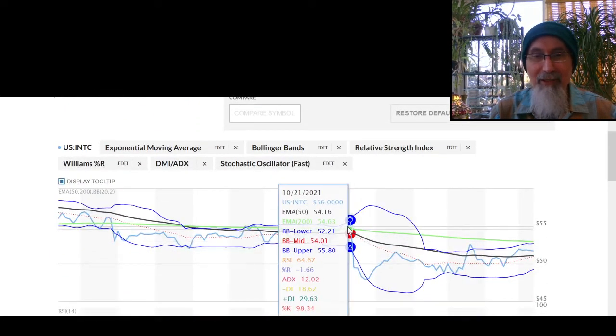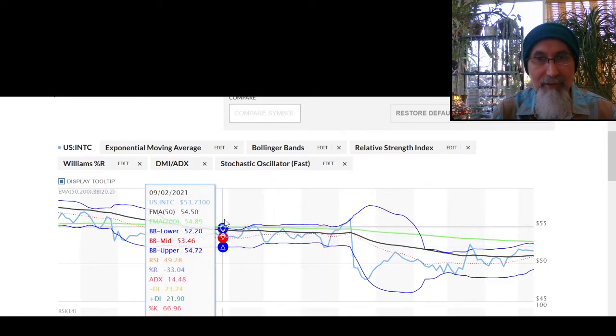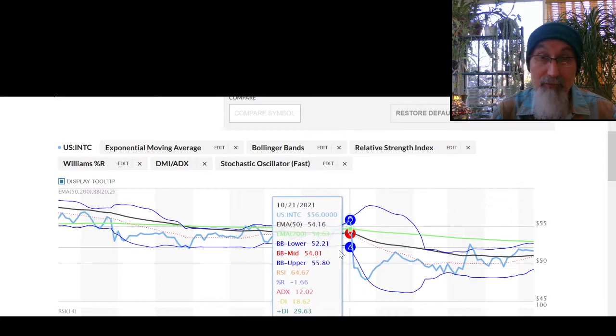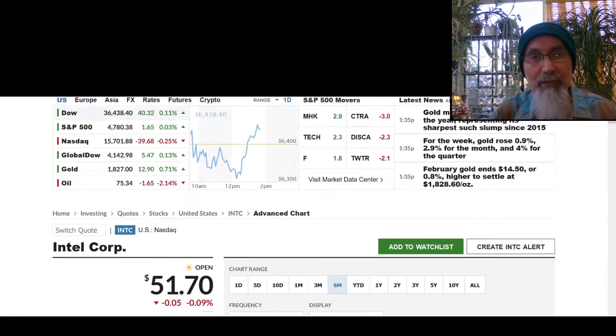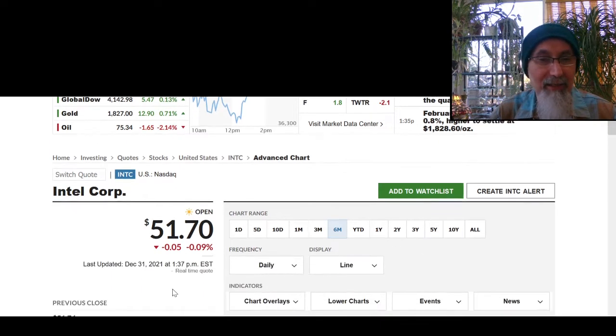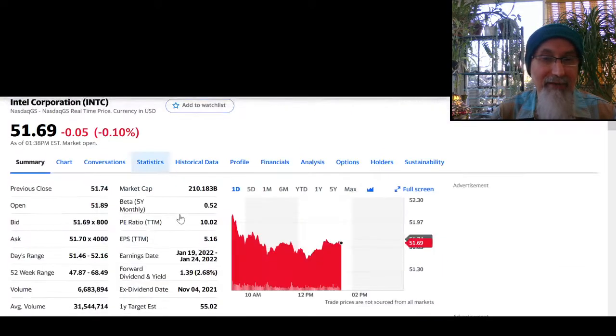We're going to take a look at it. So take a look at this at the 6 month, right? On October 21st, they announced their earnings and the stock dropped. So they were probably affected by the shortage, supply chain issues, right? So let's take a look at Intel options. Intel was up 55 cents, now it's down 5 cents.